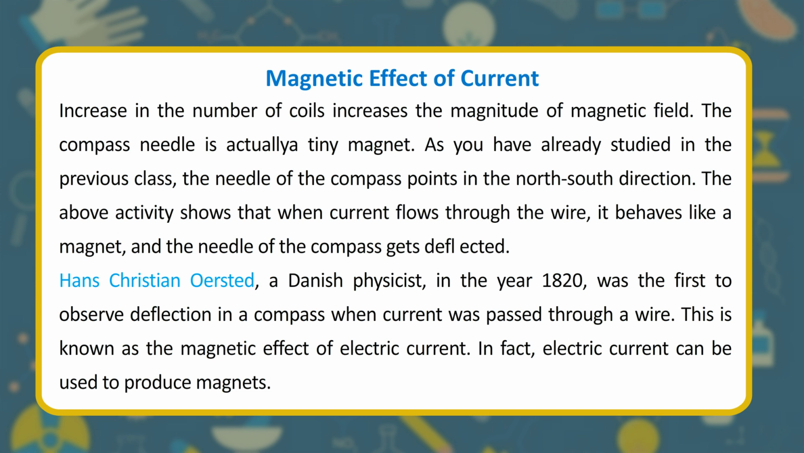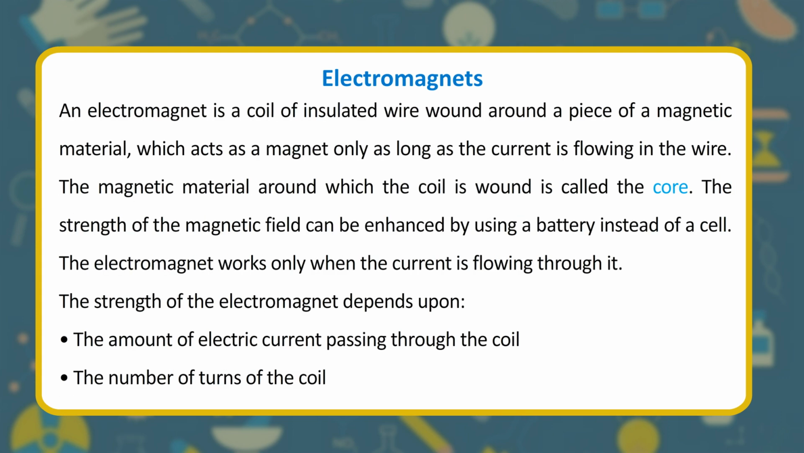In fact, electric current can be used to produce magnets. Electromagnets. An electromagnet is a coil of insulated wire wound around a piece of magnetic material, which acts as a magnet only as long as the current is flowing in the wire. The magnetic material around which the coil is wound is called the core. The strength of the magnetic field can be enhanced by using a battery instead of a cell. The electromagnet works only when the current is flowing through it. The strength of the electromagnet depends upon the amount of electric current passing through the coil and the number of turns of the coil.